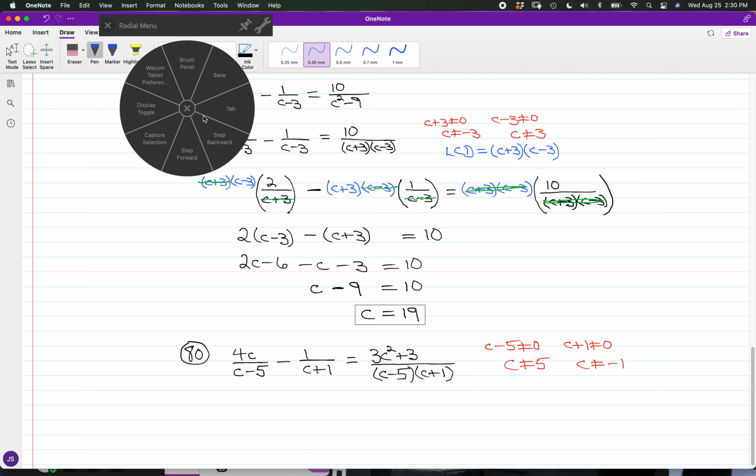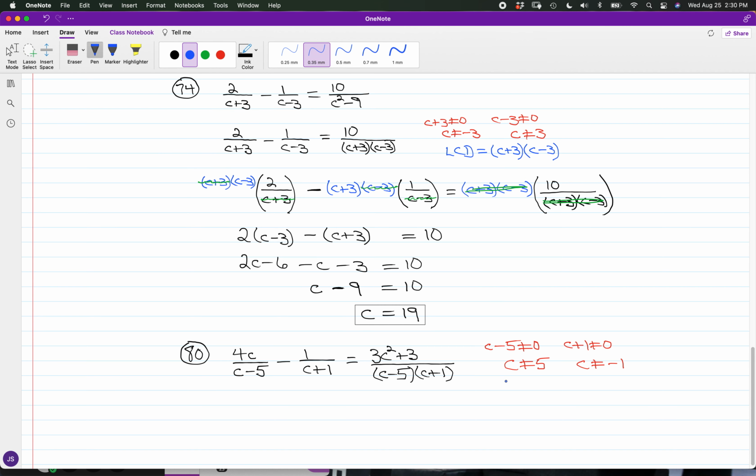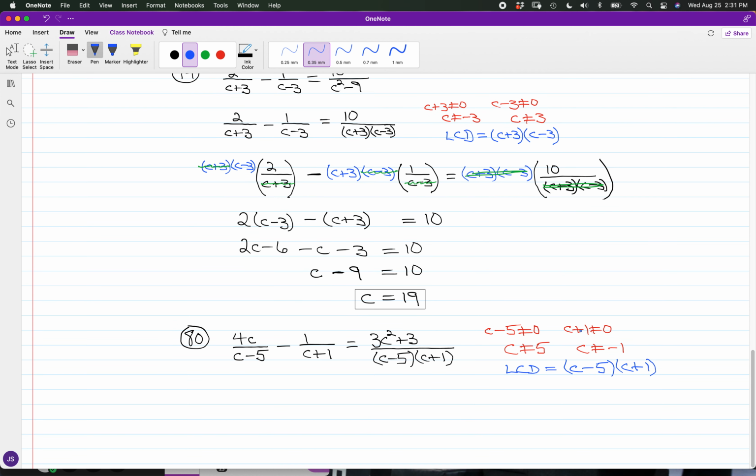And once again, for the least common denominator, we have the quantity of c minus 5 times that of c plus 1. So we're going to clear out the fractions, just like we're going to do away with c minus 5, c plus 1, as well as the product of the two, just like what we did with c plus 3 and c minus 3.